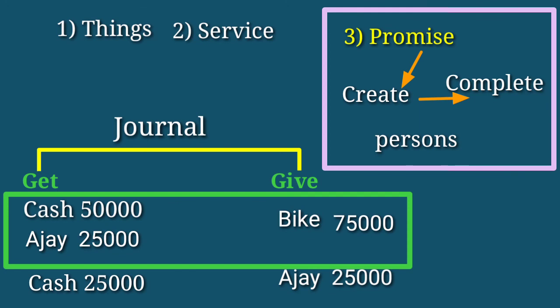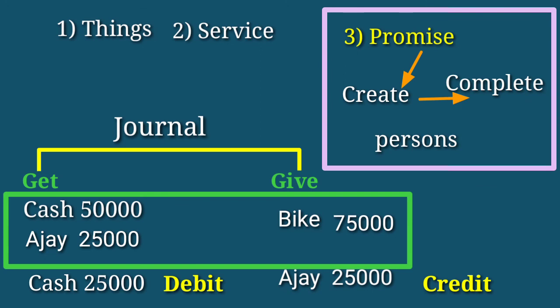First we create the promise. He promised 25,000, so we created the promise, Ajay 25,000. And on day 2 we receive the money, so at that time I reverse this Ajay. Here I wrote Ajay 25,000. Is it clear? In accounting terms, we can say day 1 debit cash 50,000 and Ajay 25,000, and credit bike 75,000. Okay, and then debit cash 25,000 and credit Ajay 25,000.